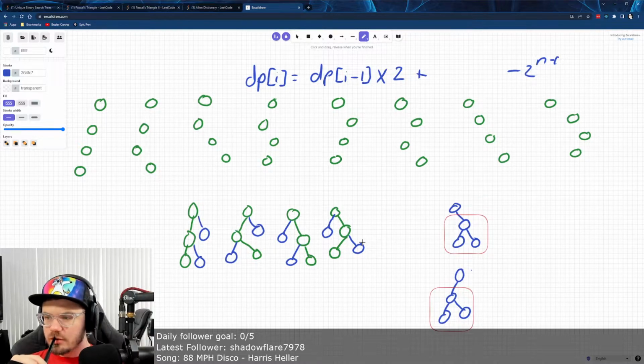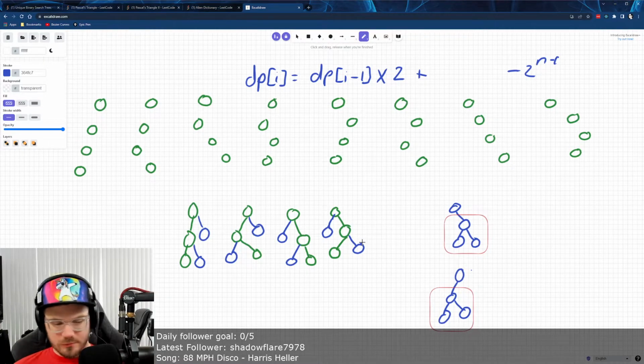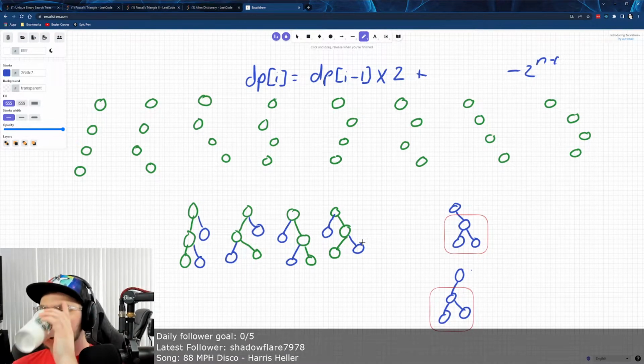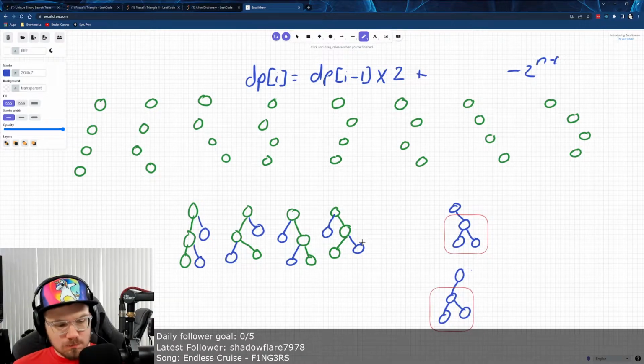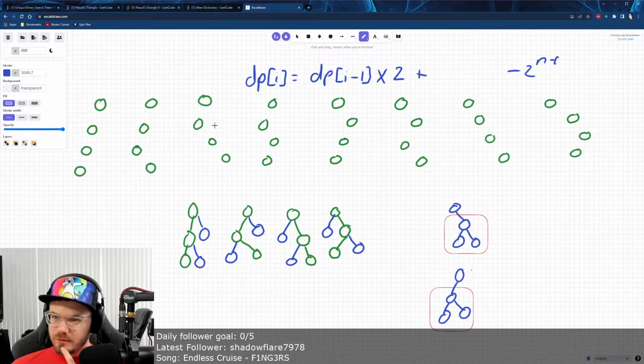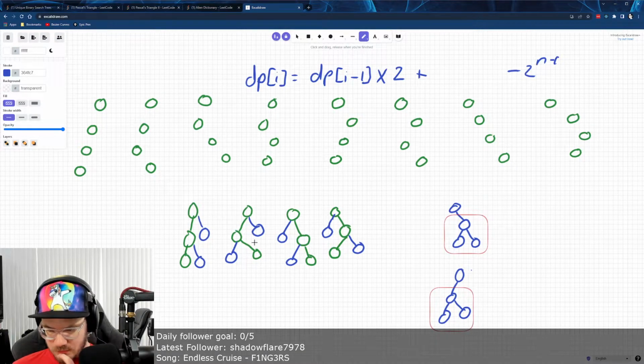I like drawing binary trees. Can you tell? Well, what I don't enjoy is not being able to figure out the formula. So we know for sure that we've got dp of I minus 1 times 2. What else do we have? dp of I minus 1 times, there's a whole bunch of possibilities here.